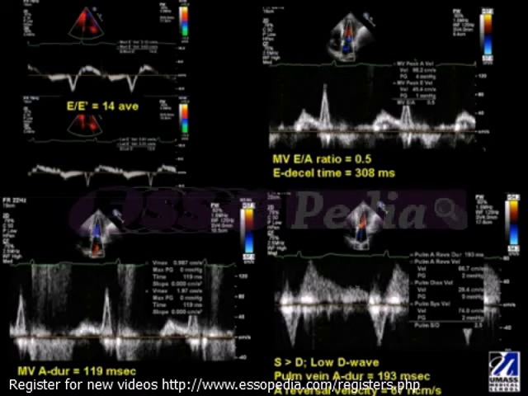Off to the right, we see that we have a mitral E to A ratio of 0.5, E deceleration time of 308 milliseconds. To the bottom left, we have a mitral A wave duration of 119 milliseconds. Now, to the bottom right is the pulmonary vein Doppler tracings, and you see that the S is greater than the D with a very low D wave, but you see that the pulmonary vein A duration is 193 milliseconds, and the atrial reversal velocity is 67 centimeters per second.